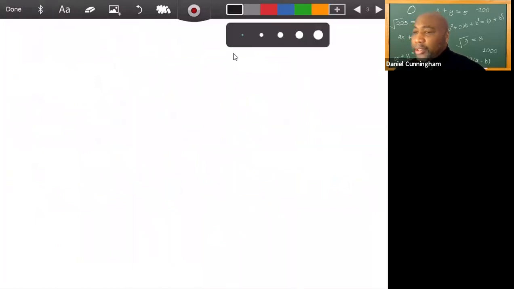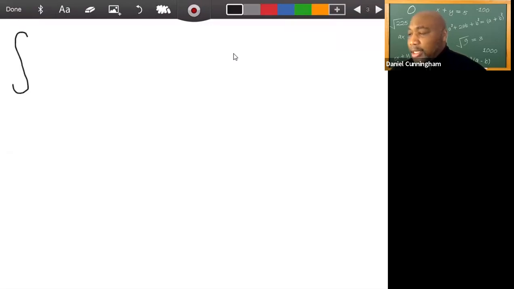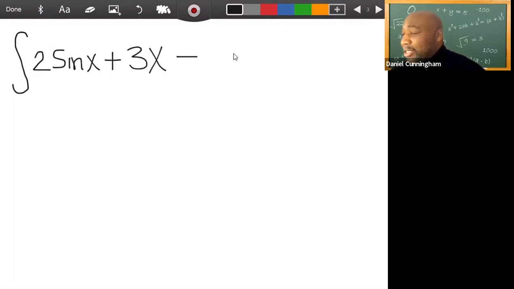Let's do another one. Let's say we want to find, in this case, I'm going to just write the integral, of 2 sine x plus 3x minus 4 dx. This is our function. So let's do that one.